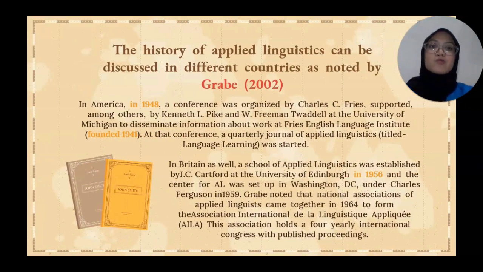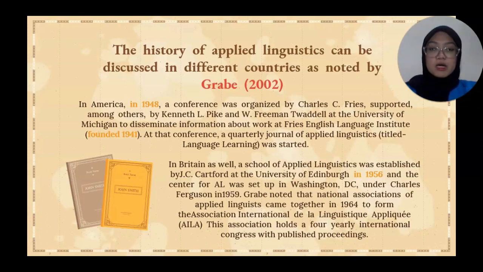The history of applied linguistics can be discussed in different countries, as noted by Grabe 2002. In America, in 1948, a conference was organized by Charles C. Fries, supported among others by Kenneth L. Pike and W. Freeman Twaddell at the University of Michigan to disseminate information about work at the English Language Institute, founded in 1941. At that conference, a quarterly journal of applied linguistics, titled Language Learning, was started.